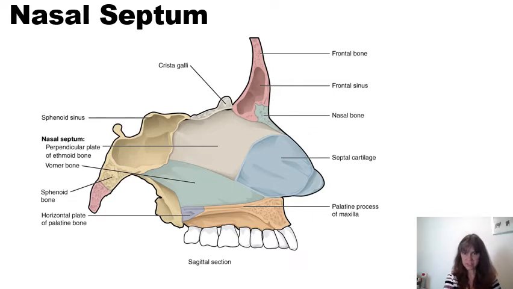Here's another picture of the nasal septum. So we have the perpendicular plate of the ethmoid bone here. You can see the crista galli of the ethmoid here, the cribriform plate with the olfactory foramina. Here we have the vomer. And again, the septal cartilage is hyaline cartilage.